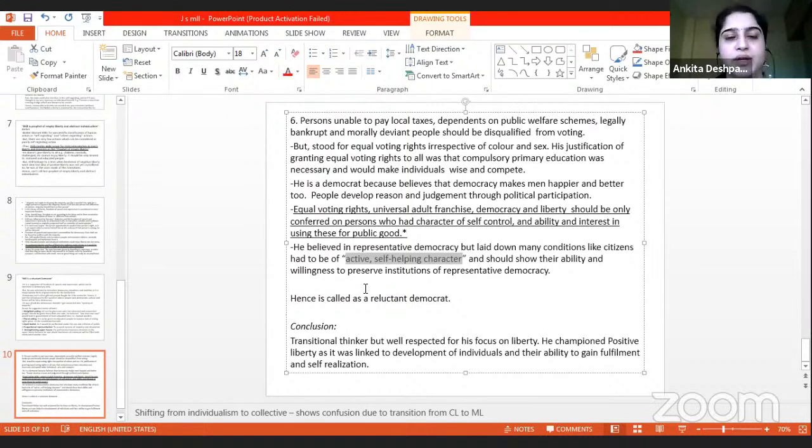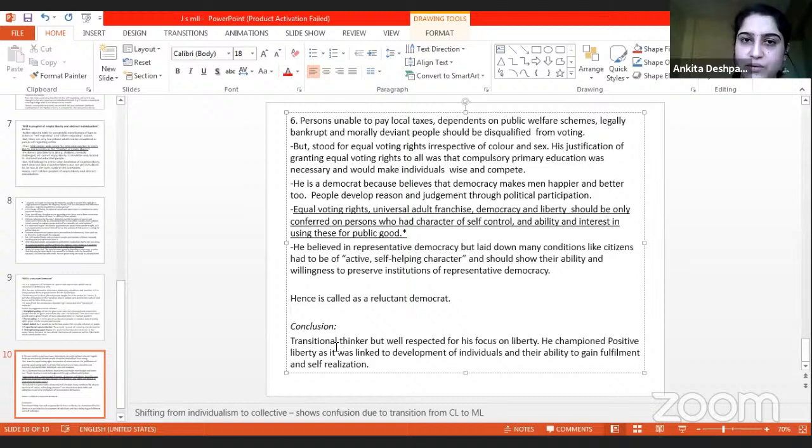But like I told you, he says democracy is not for everybody. He tells you certain reforms are required. He tells you that only when you are an active participant in politics, only when you have the ability, only when you're taking interest in political participation, shall you be given voting rights. That's the reason why he is called a reluctant Democrat.